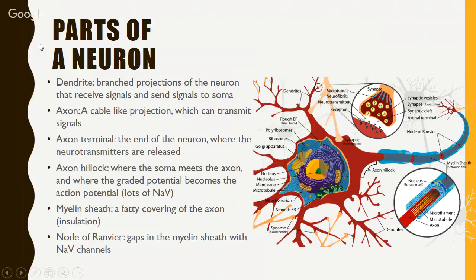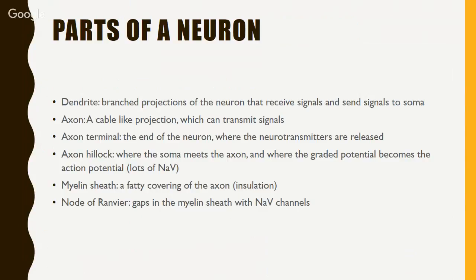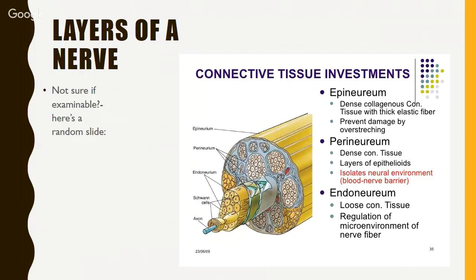Other parts of a neuron: axon, dendrite, axon terminal. Hopefully you should know. Axon hillock, that's where the body meets the axon. So that's also important in neurophysiology. Myelin sheath is like an insulating cover. Node of Ranvier, those are the little gaps in the myelin sheath. I'm going to come back to their function later, but these slides are there if you want to go over them later.